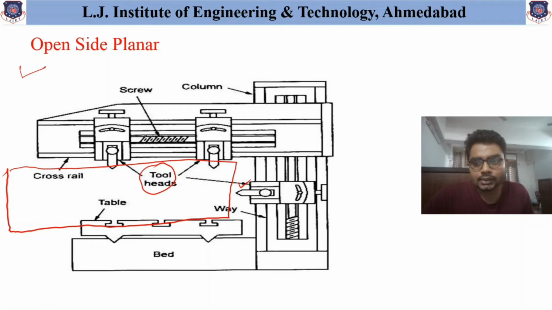The table reciprocates. With this table, the workpiece also reciprocates, and the material removal takes place with the help of these tool heads provided on the cross rails. So this is the basic explanation for the case of the open side planar machine.